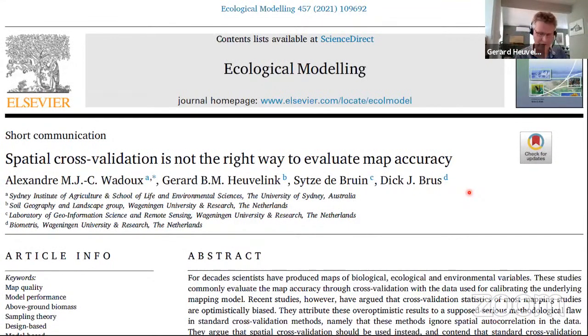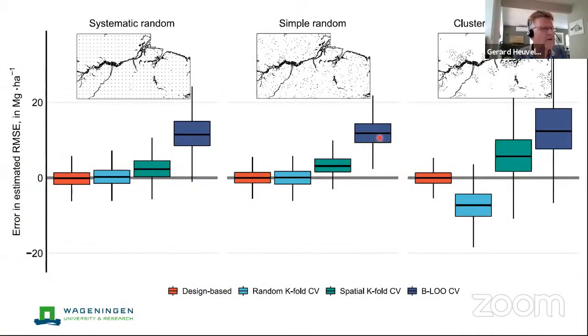Design-based statistical inference. We illustrate this in the paper with a case study, and I'd just like to show you the main result. We took an area in the Amazon, and we needed to know the reality everywhere, so it's a bit of a synthetic case.